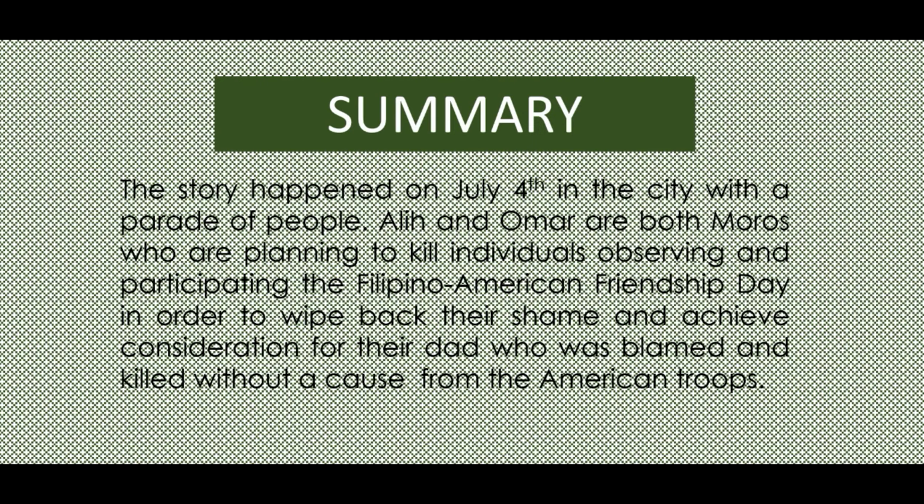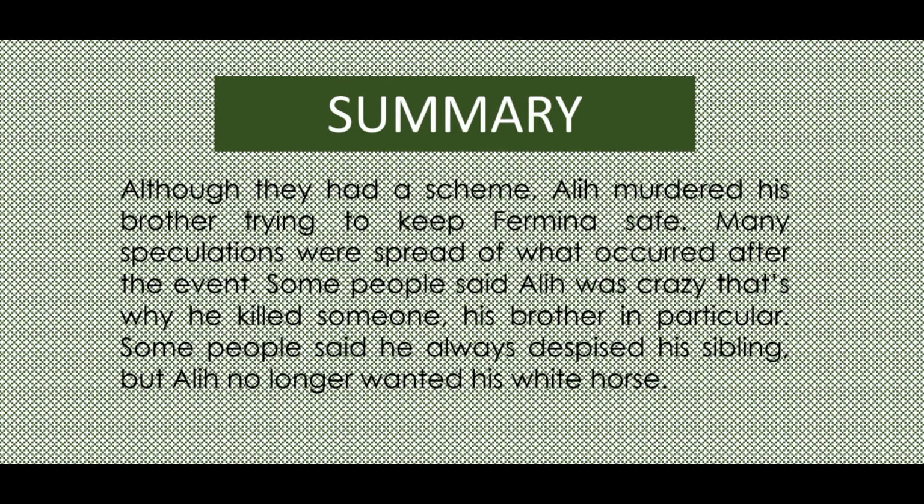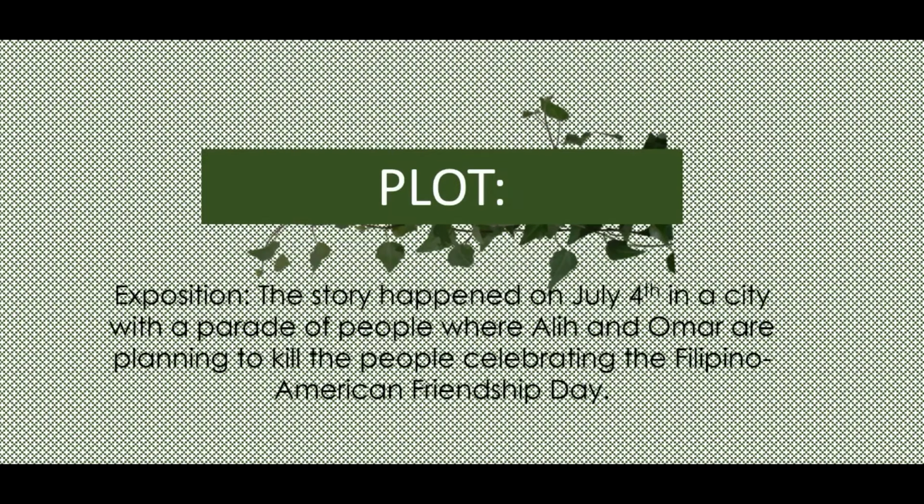Next is summary. You can just pause the video since I'm just going to run down the summary part of the story, since we will be having the plot too. So for the plot in chronological order, exposition. The story happened on July 4th in a city with a parade of people where Alih and Omar are planning to kill the people celebrating the Filipino-American Friendship Day.